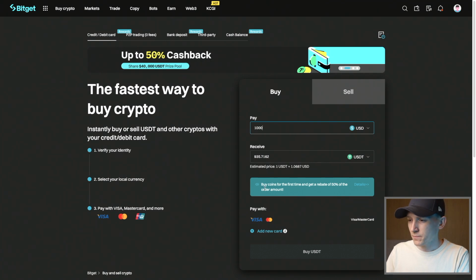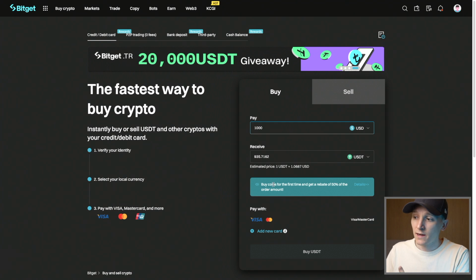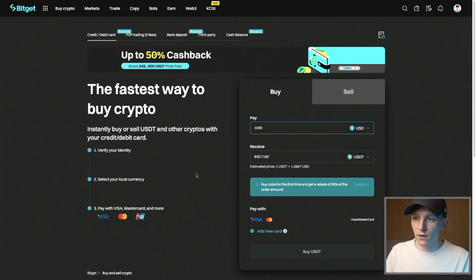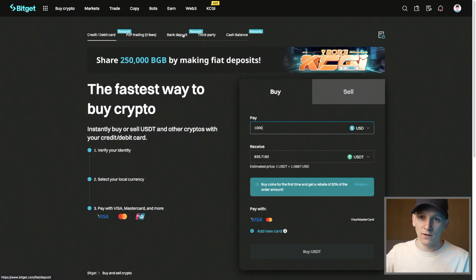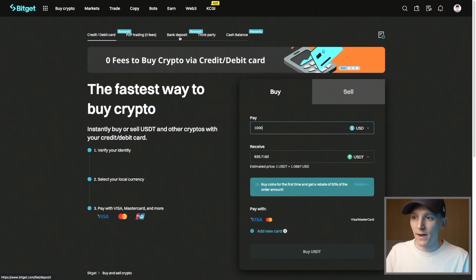Now, as of right now, you can see there's actually a rebate that they give you of 50% of the order amount. So that may be a short-term incentive that they're doing. It may not be around when you're watching this, but like I said, you can check the link below for all of the different offers and discounts and deposit bonuses they may have. But we'll go to bank deposit here.